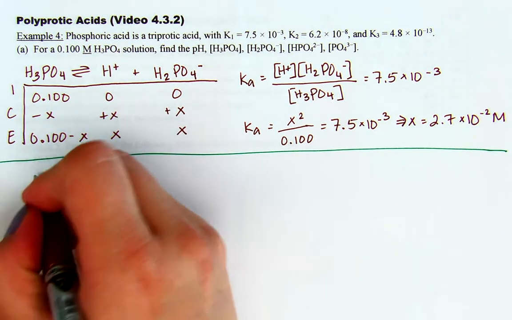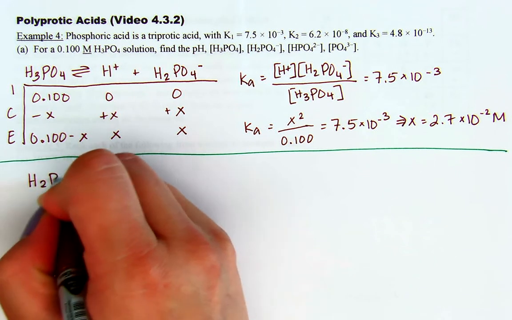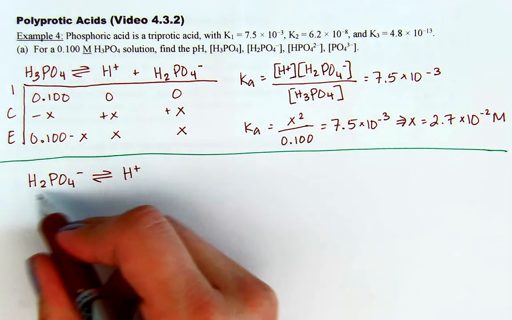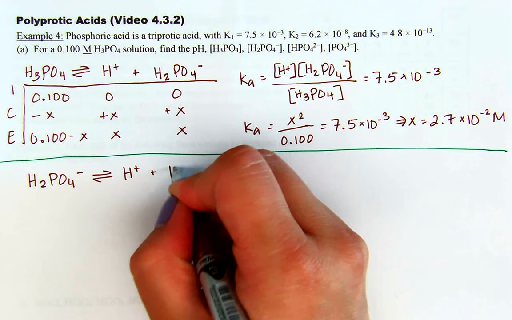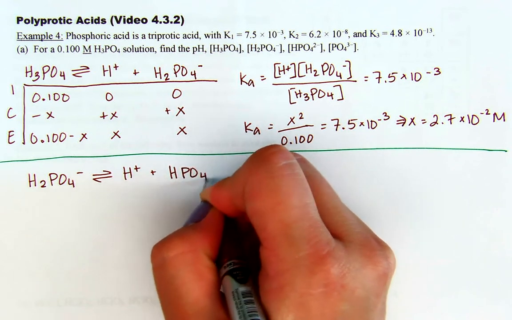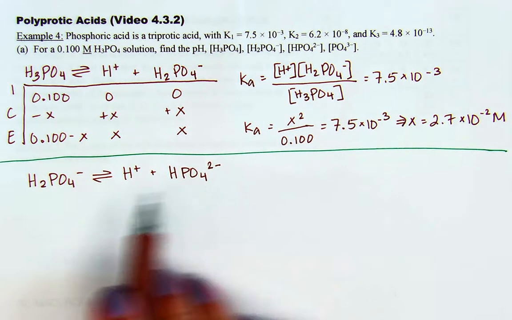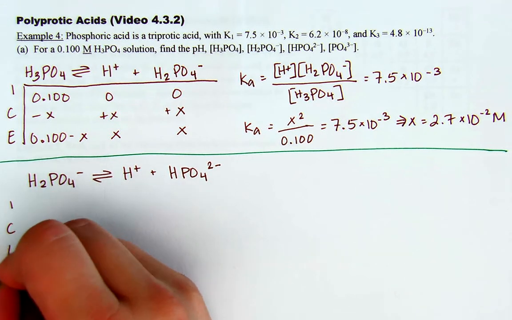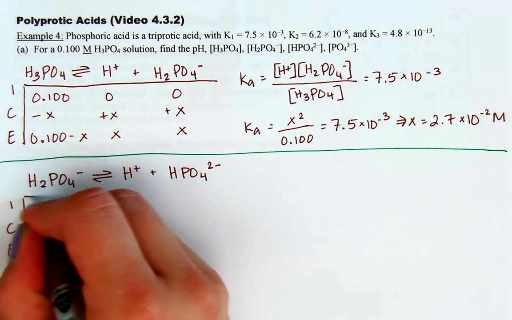Let's take off another proton. So H2PO4 minus is in equilibrium with H+, loses an H+. We have HPO4 2 minus now. And so now we've dissociated our second proton. So let's take a look at what our concentrations are at this point.